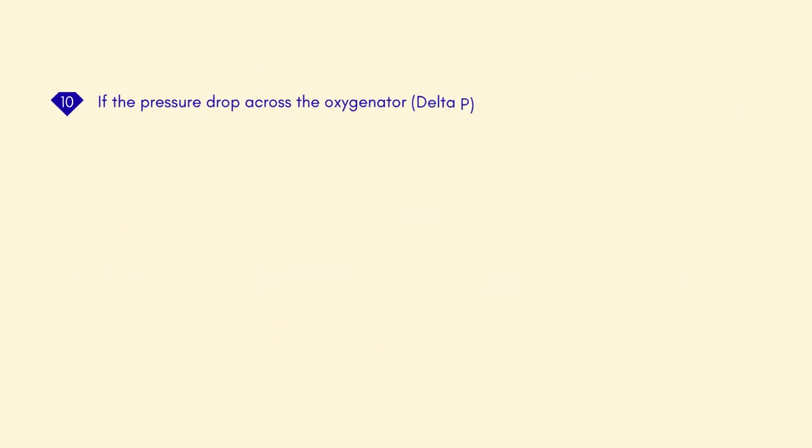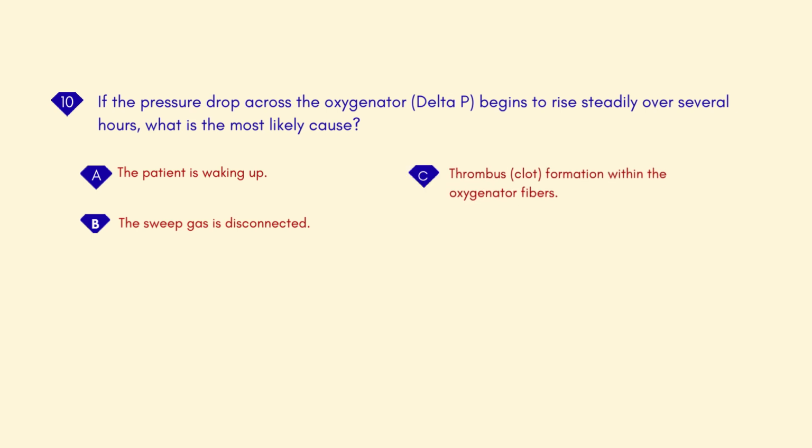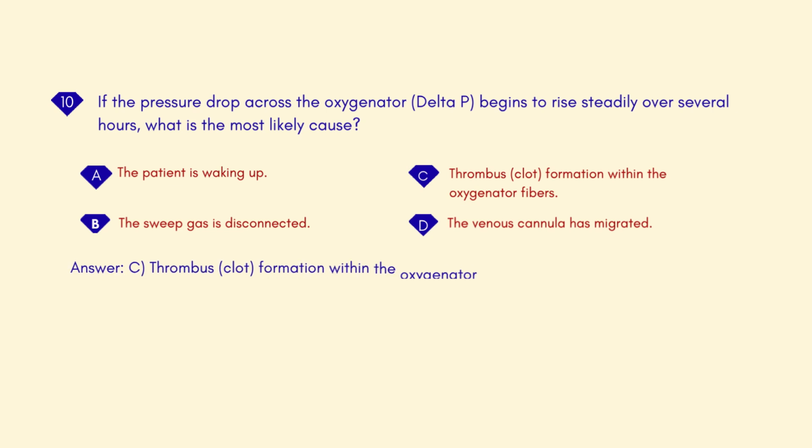If the pressure drop across the oxygenator, delta P, begins to rise steadily over several hours, what is the most likely cause? A. The patient is waking up. B. The sweep gas is disconnected. C. Thrombus, clot formation within the oxygenator fibers. D. The venous cannula has migrated. Answer: C. Thrombus, clot formation within the oxygenator fibers.